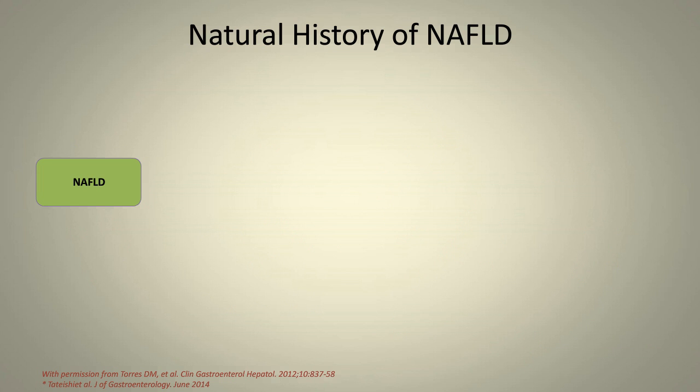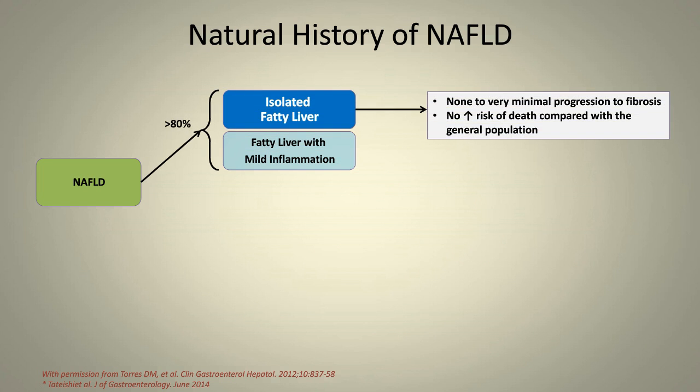So, just a brief history on natural history. Most people, about 80% of people with fatty liver, will have isolated fatty liver or fatty liver with mild inflammation, and these guys are going to have really very minimal progression to fibrosis. I was at a meeting in Fresno, California, Monday night, and Nora Thoreau gave this part of the talk on fatty liver, and she showed a very elegant slide showing about 3% of people with isolated fatty liver in the recent literature will progress. So it's still very, very small.